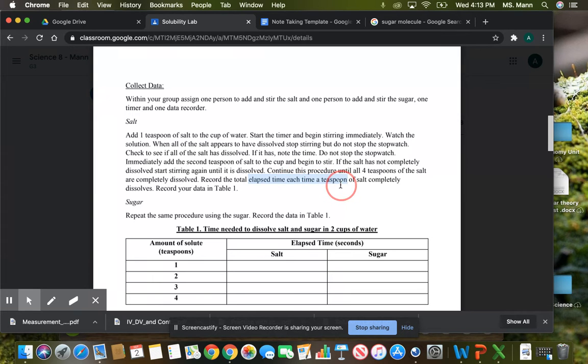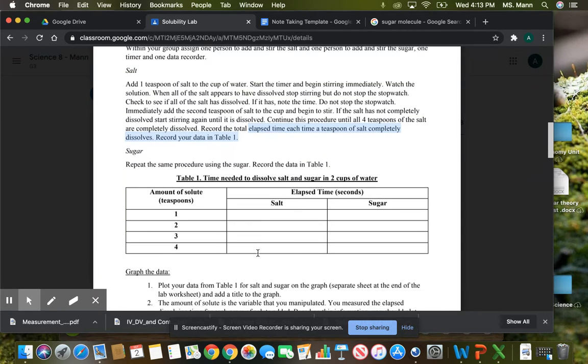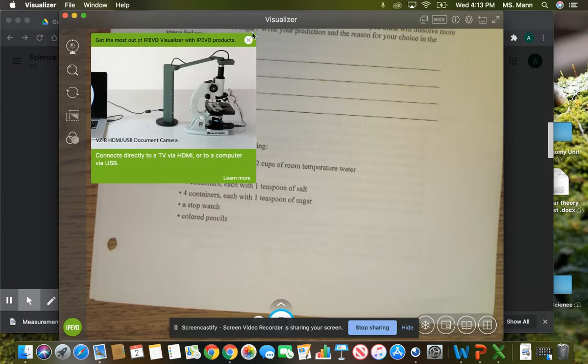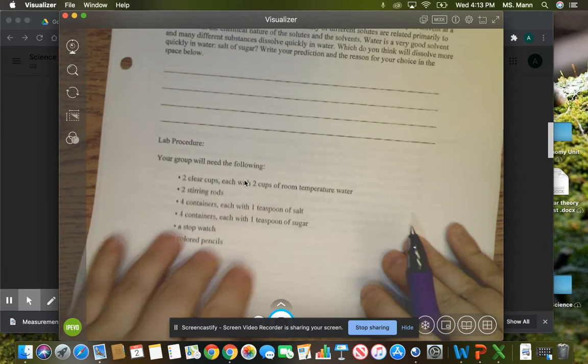A teaspoon of salt completely dissolves. Record your data in table 1. So, for instance, let's go back to here. And as you can see, it finally sorted itself out.